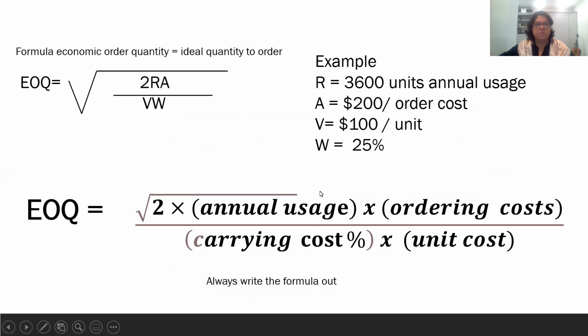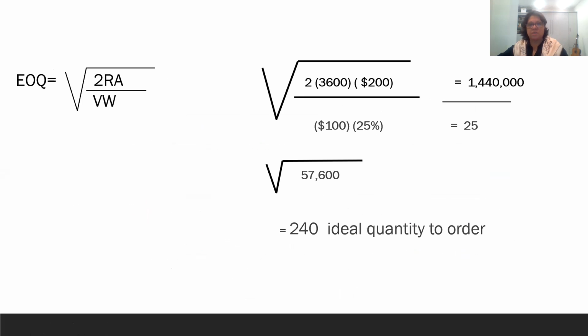So in this case, on this next slide, we're going to work it out. And it would be 2 times 3,600 times 200, which is 1,440,000, divided by 100 times 25%, or 0.25, that would be 25. So if I divide 1,440,000 by 25, it's 57,600. And then I'll do a square root of that, and it's 240. And that would be the ideal quantity to order.